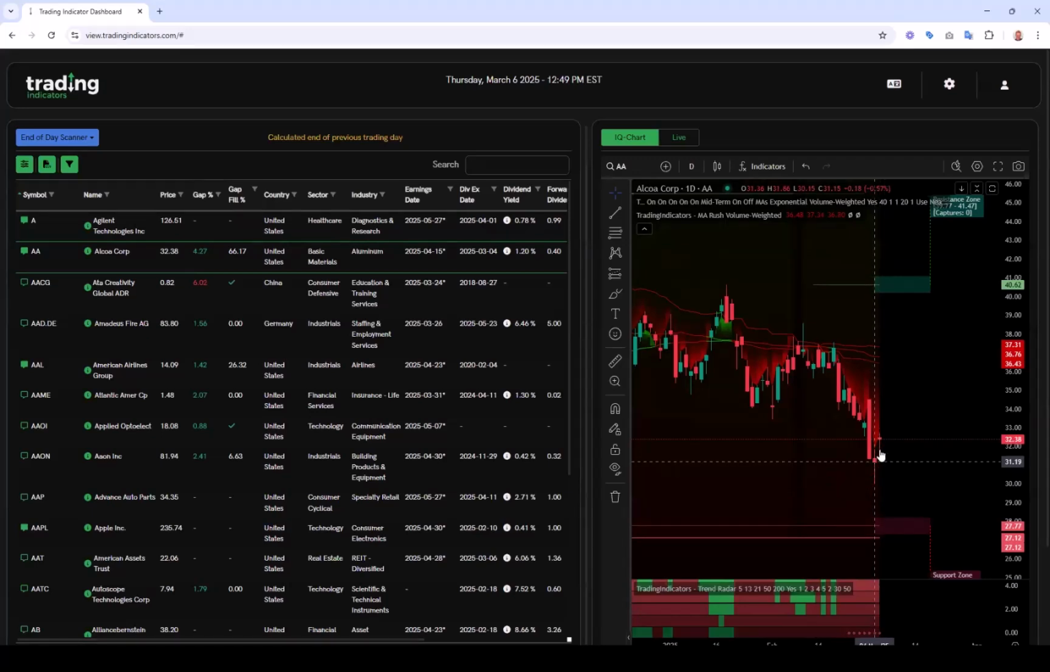31.13. Then we opened all the way up here at 32.51. You can see it here. This is a bigger gap, and it's an up gap. We gapped up. That's why it's green. You can also gap down.